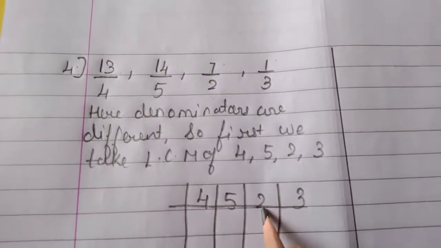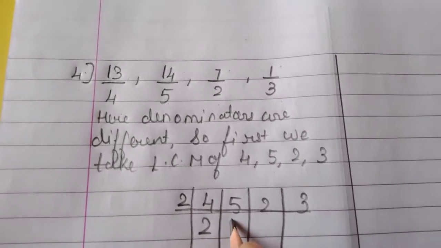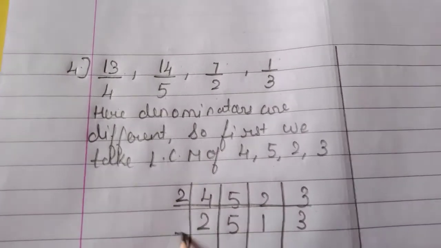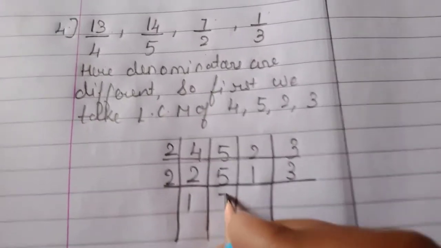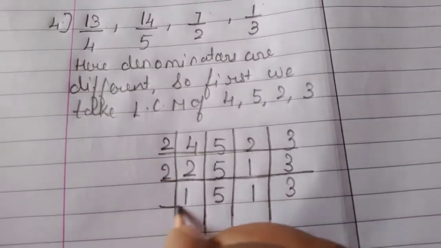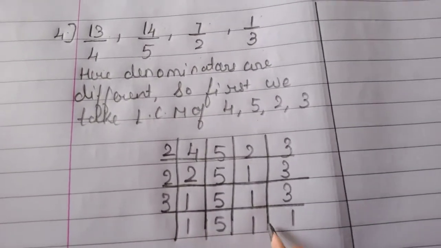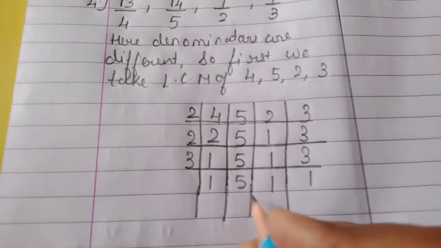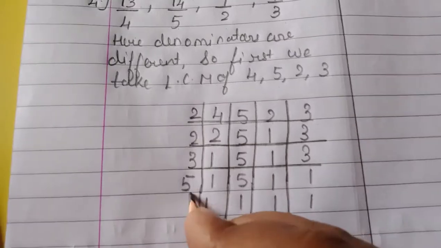So here see, 2 is there. So we will write 2 2s are 4. Then this 5 will come down, then 2 ones are 2, then 3 will come down. Again we will take 2, 2 ones are 2, then 5, 1, 3. Now we will take the 3 table, 3 ones are 3. Then only 5 is left, so 5 will come in the 5 table, 5 ones are 5.